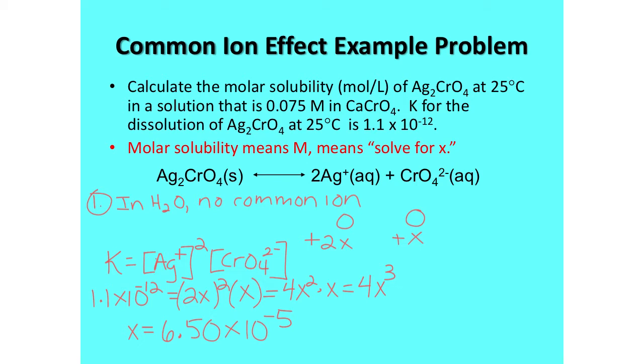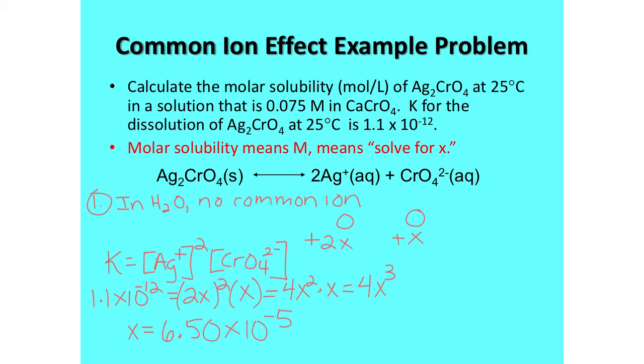And the molar solubility would be how much of the silver chromate had dissolved. So that would have the same value of X because they're in a 1-to-1 ratio. So this would tell us how much of the silver chromate had dissolved in solution, how much chromate we had in solution, and double the value for silver in solution. So we see that it's not a very large amount, which makes sense because our K is very small.